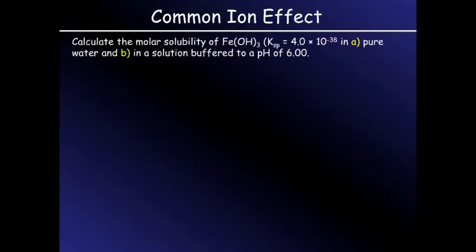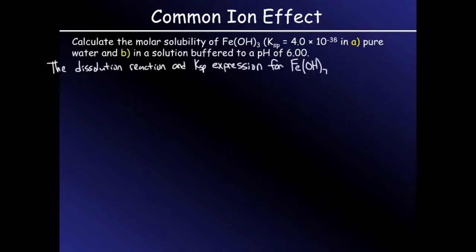Calculate the molar solubility for iron 3 hydroxide, given its KSP value, in pure water and then also in a solution that has been buffered to pH 6.00. Hopefully you recognize that when given a pH value, this is going to allow us to calculate the hydroxide concentration, hydroxide being the common ion in this problem.